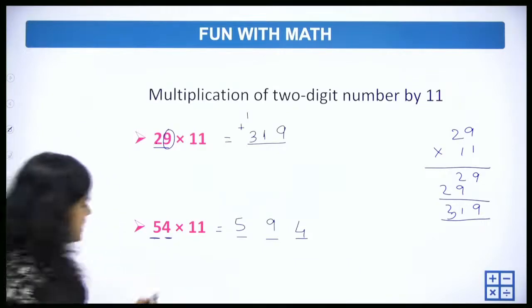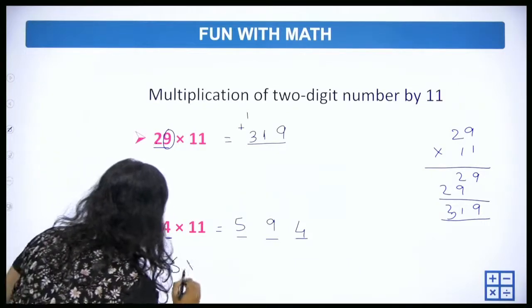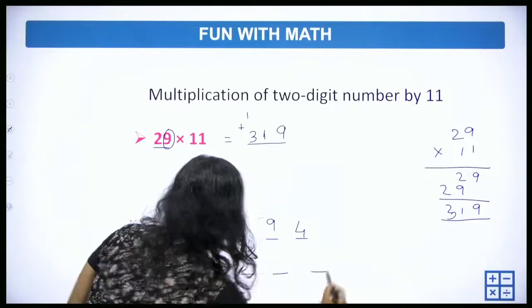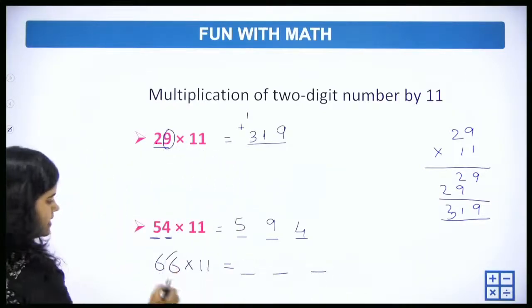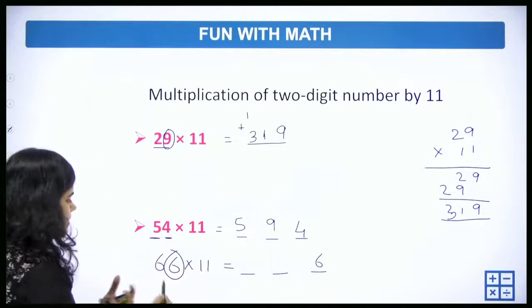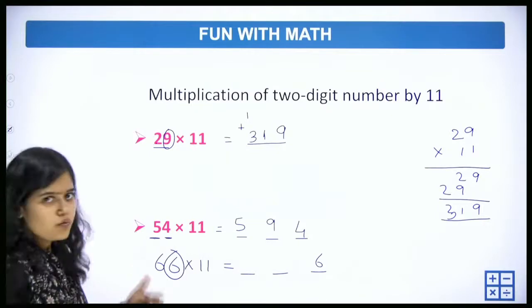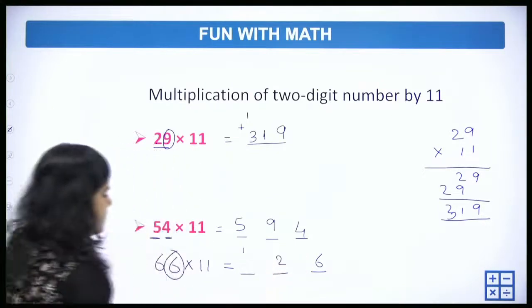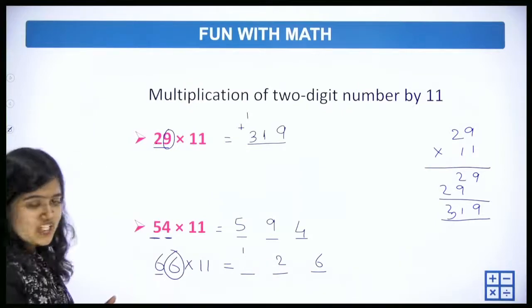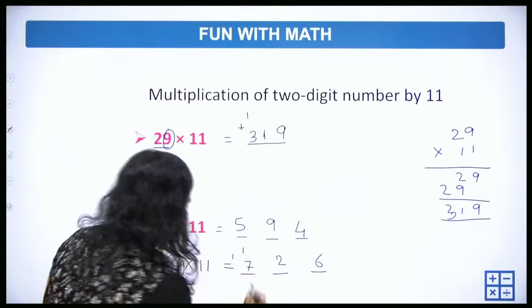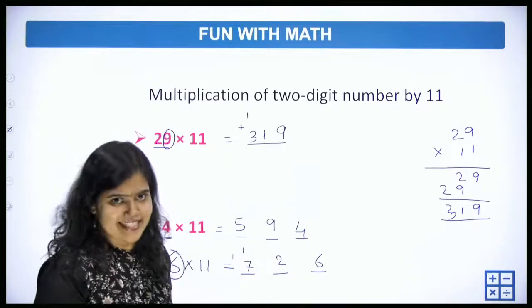Let's solve one more number. So let us take 66 into 11. How to solve this? Again, 3 digits. The ones digit is always the ones digit, 6. Coming to the next place, 6 plus 6, 12. We cannot write 12. So 2 is written and 1 is carried up. And the hundreds place actually is 6, but we have plus 1. So we'll write 7. 726.